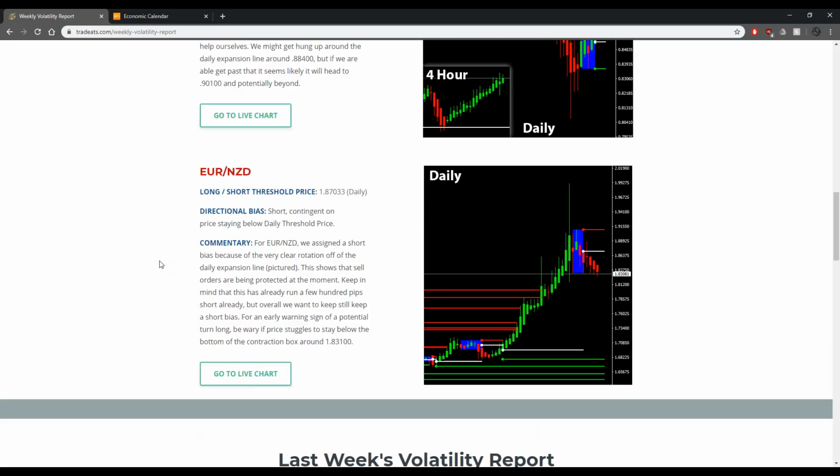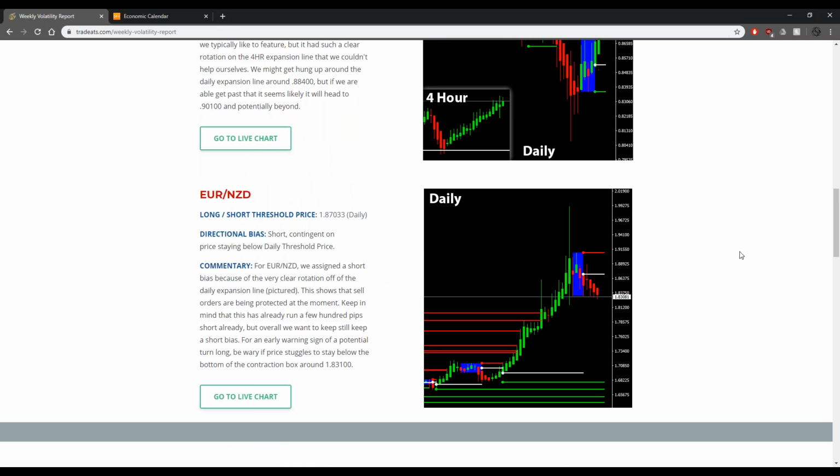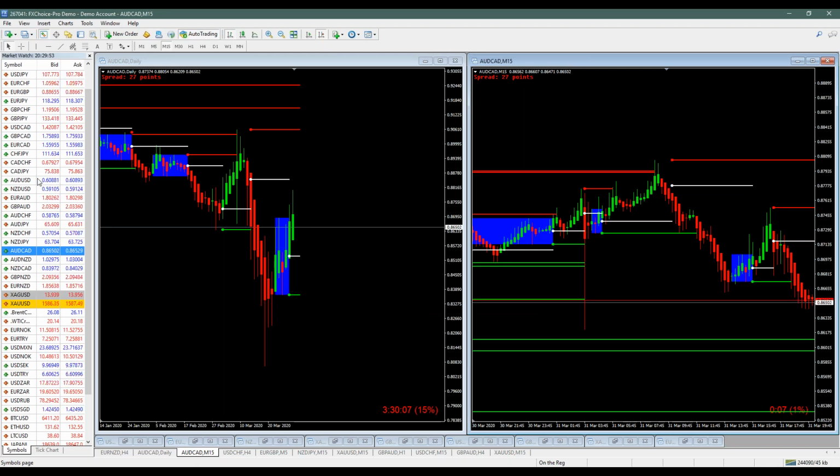Let's go ahead and move over to Euro NZD. So this one on our daily, I'm sure you can see again that we had a rotation off of the daily expansion line, and then we started slowly creeping down. And when I say slowly, I mean really slow. It's formed a lot of boxes on the hour, just kind of whipping down. But either way, this pair's had a lot of movement. So kind of in here, we had an early warning sign of a potential turn long: be wary if price struggles to stay below the bottom of the contraction box. So let's jump over to Euro NZD.